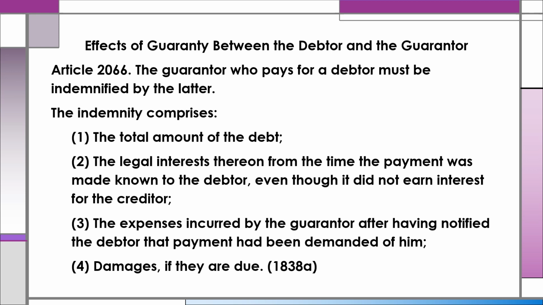So, pag si guarantor nagbayad na kay creditor, ang babayaran ni debtor sa kanya ay, number 1, yung total amount of the debt. Number 2, the legal interest from the time payment was made known to the debtor. Number 3, the expenses incurred by the guarantor after having notified the debtor. And number 4, damages, if any.